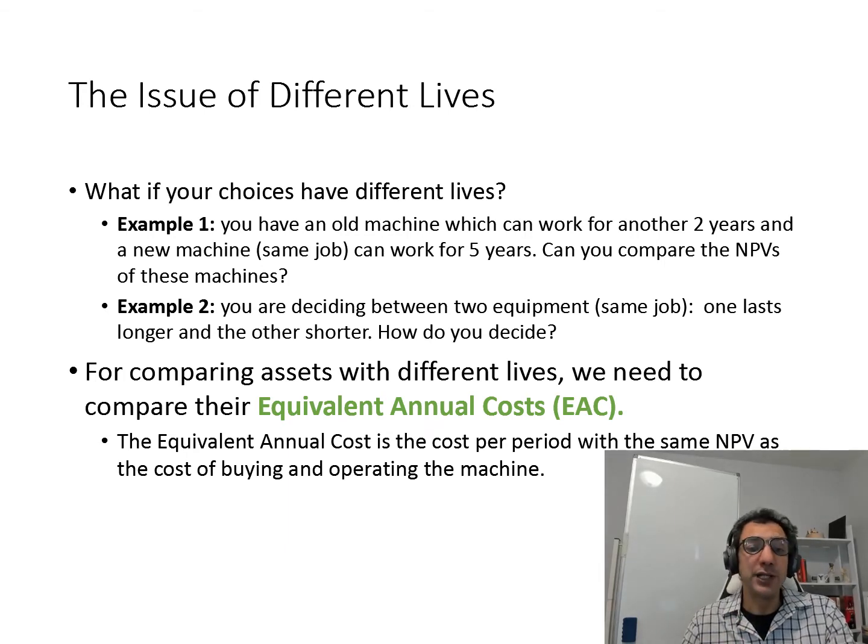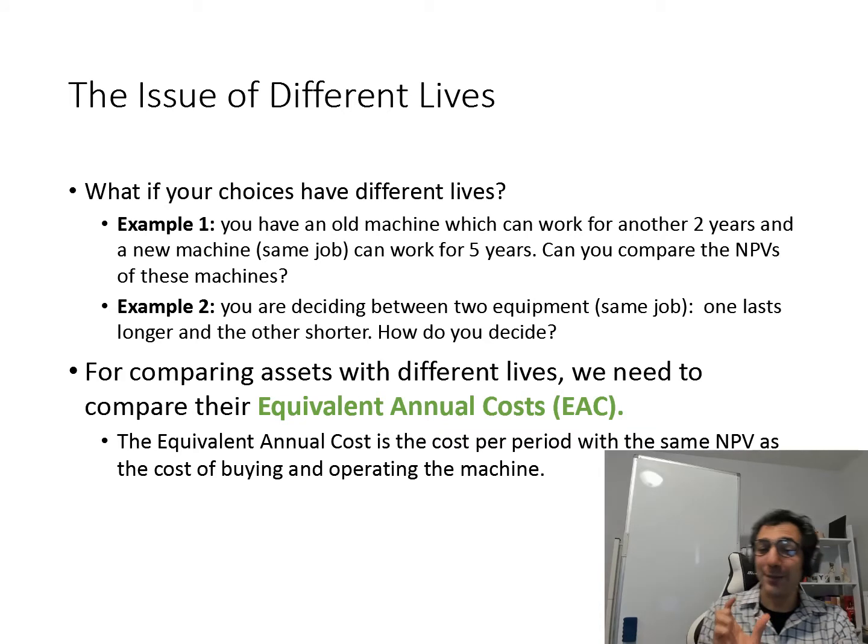Another example is when you're talking about two new pieces of equipment. You need equipment, for example a specific component, but you have two options. Again, the problem here is one lasts longer, the other is the shorter one. Which one will you choose, and can you use NPV to decide? In this case, when projects have different lives, we cannot use NPV directly.